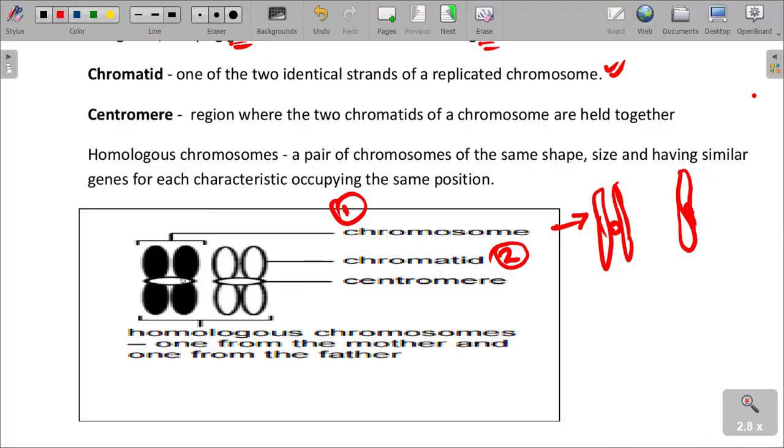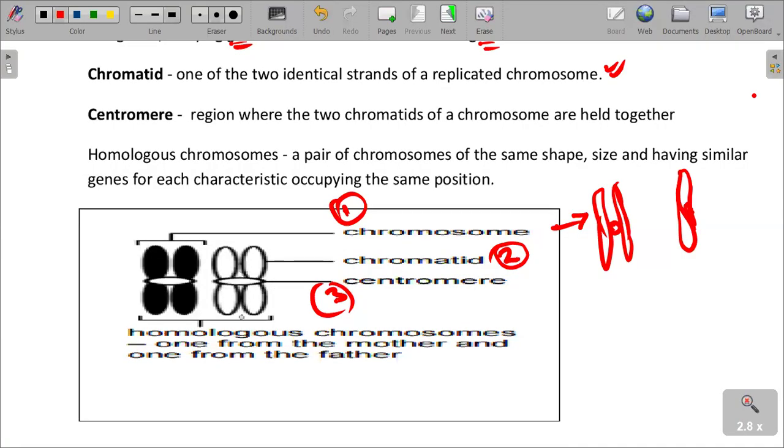The white piece that is tying, as you can see, this number 3, we are saying it is the chromatide. I mean, it's the centromere. The centromere is a region, or a piece, that joins two chromatides together in order to form a chromosome. So that is a centromere.